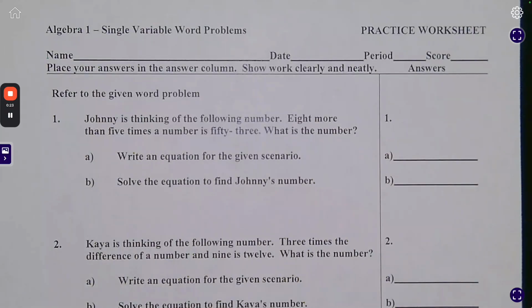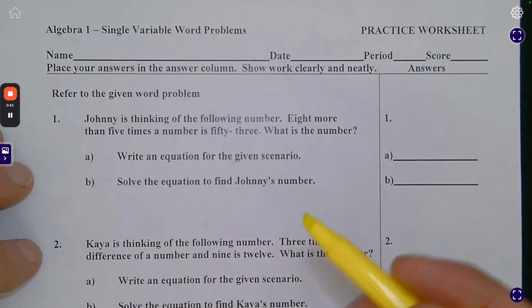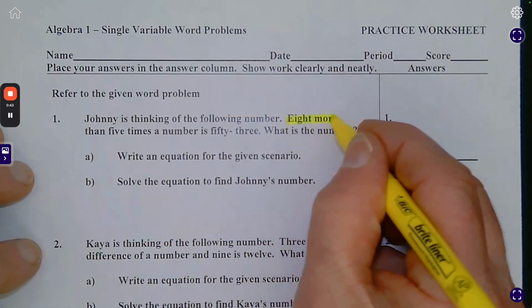All right. Now let's make sure we put our electronic devices down and let's clock it and lock it, my people. This is the single variable word problems practice worksheet. Refer to the given word problem. Johnny is thinking of the following number. 8 more than 5 times a number is 53. What is the number? Okay, so we have to think about some wording here.